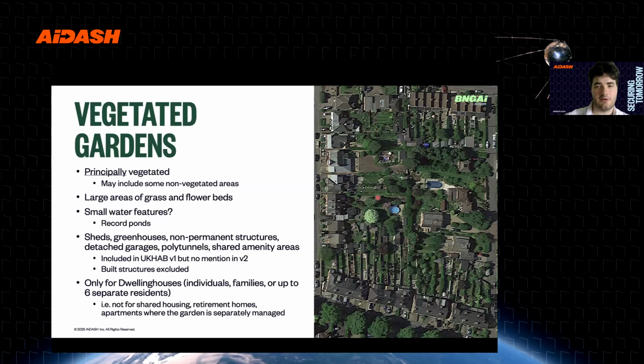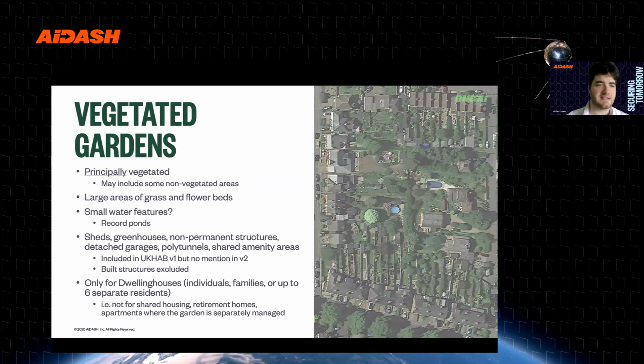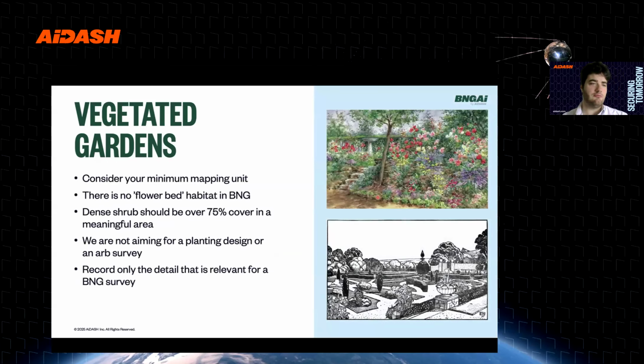I've seen some maps that go down and are basically planting designs, and so I think we should really consider that detail, and where that detail is necessary, where there are habitats of value that should be mapped. Which is really common in gardens. There often are very valuable habitats in gardens, especially large gardens. We can have that detail, but I don't think we want to be aiming for planting designs or an arbor survey in the level of detail that we present to BNG. That detail can be kept and used for other purposes, and you might want to do that, but for BNG, I don't think it's there.